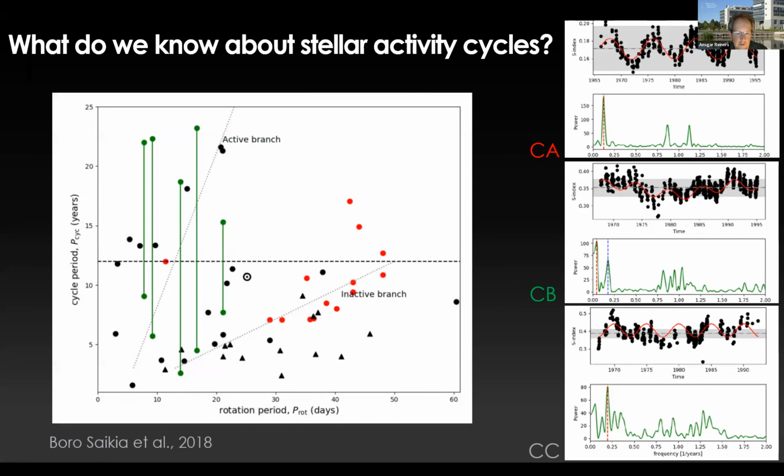And if we translate this into the classical way of showing the cycle period against the rotation period, asking the question whether they have anything to do with each other, we see it like this. And overplotted are the canonical active and inactive branches that have been brought forward in several papers. And so the CA ones here, the really clear cycles, are the red ones.